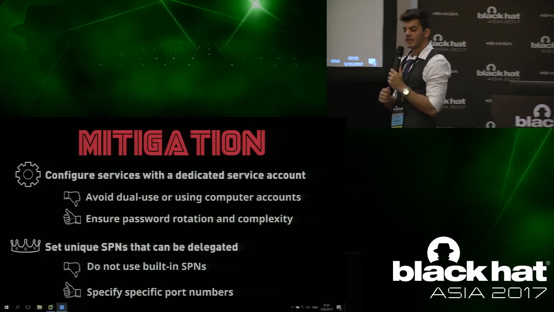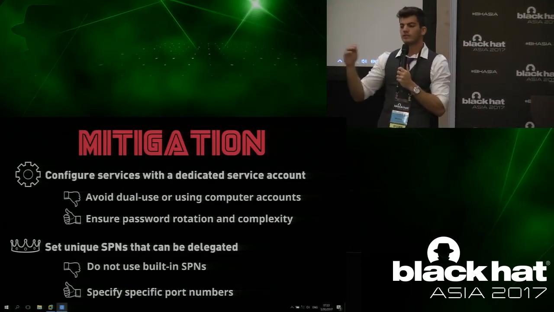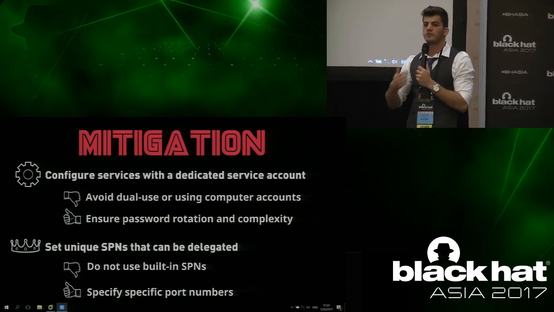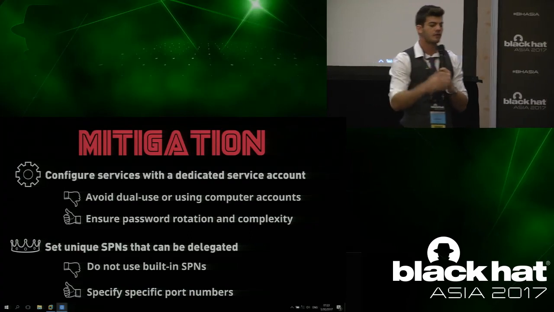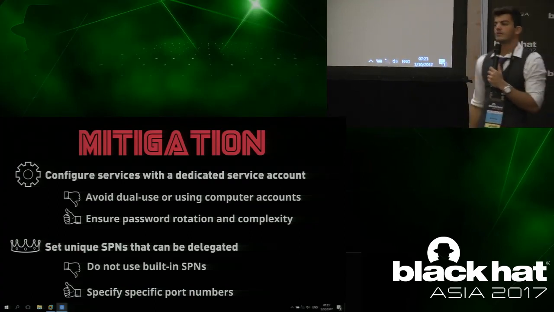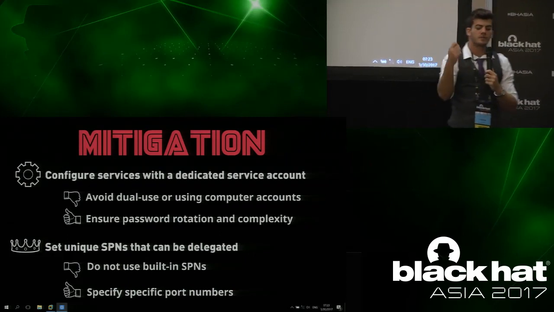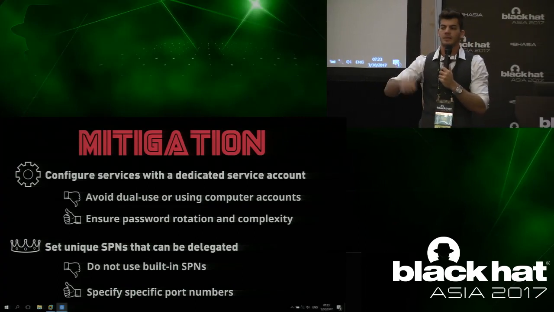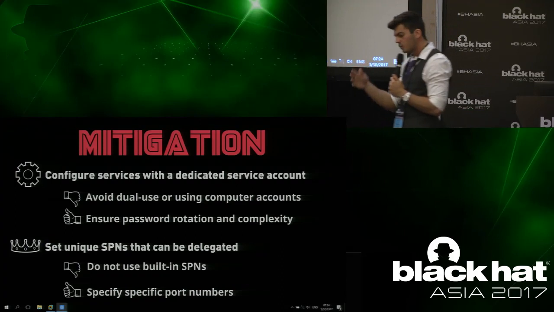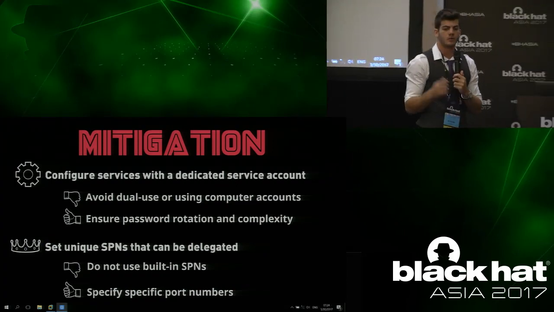Another option is to set a unique service principal name that could be allowed for delegation. Don't use the built-in ones because, as in the PowerShell example, one SPN could be used for multiple usages. So if you have an IIS server under the computer account, it could also be used for PowerShell remoting. Also, you can specify a specific port number and set the application to listen only to that port number, and in that way, make sure there are no other applications that could be delegated.